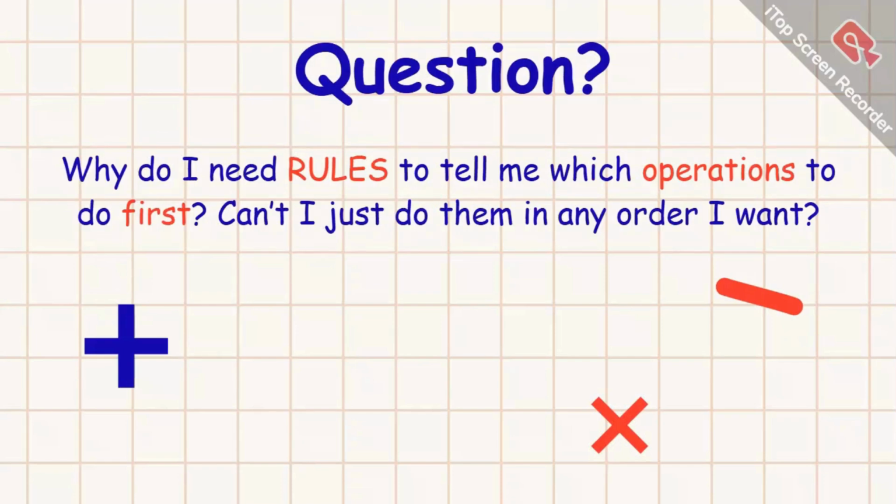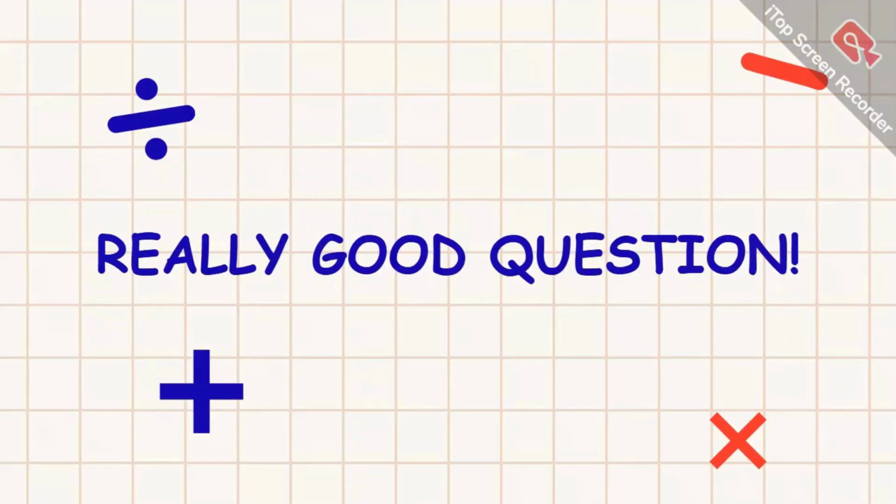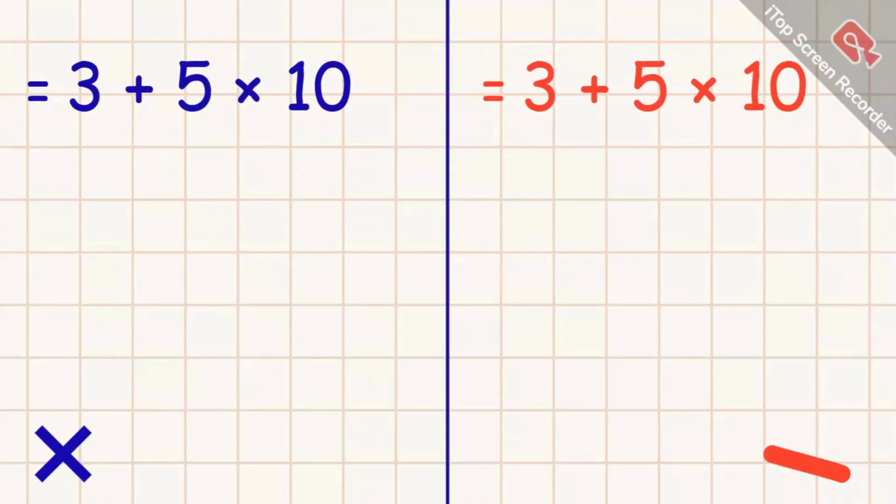Now the big question you might be wondering is why do I need rules to tell me which operations to do first? Can't I just do them in any order I want? Well, that's a really good question. So first of all, to answer this question, we're going to solve the same math problem. The problem is 3 plus 5 times 10. For example, if we do addition first, then multiplication.